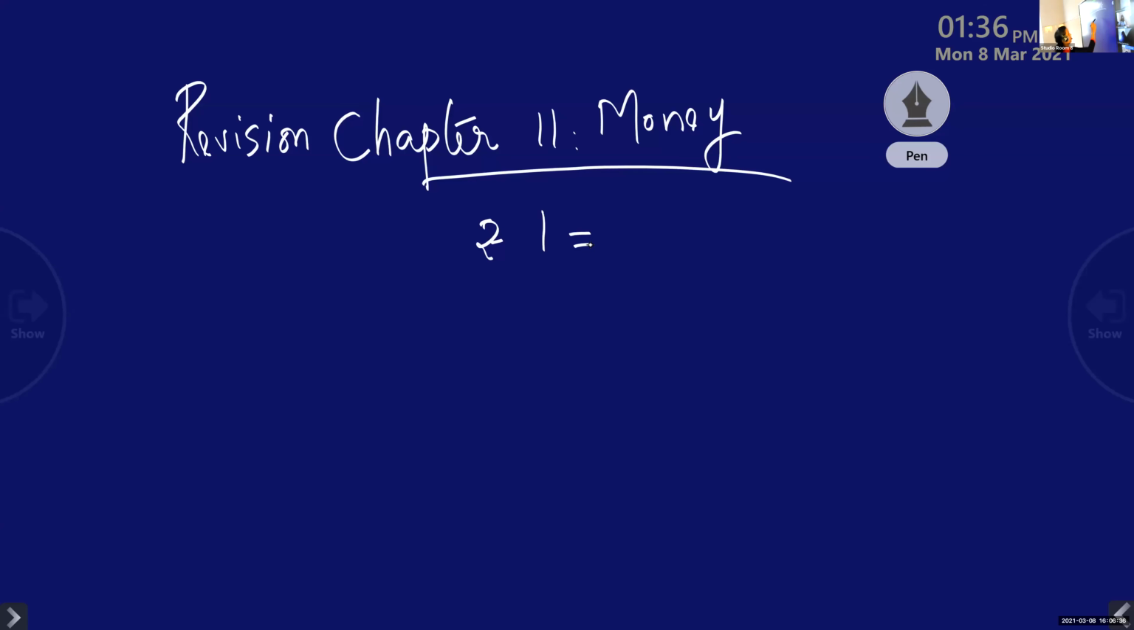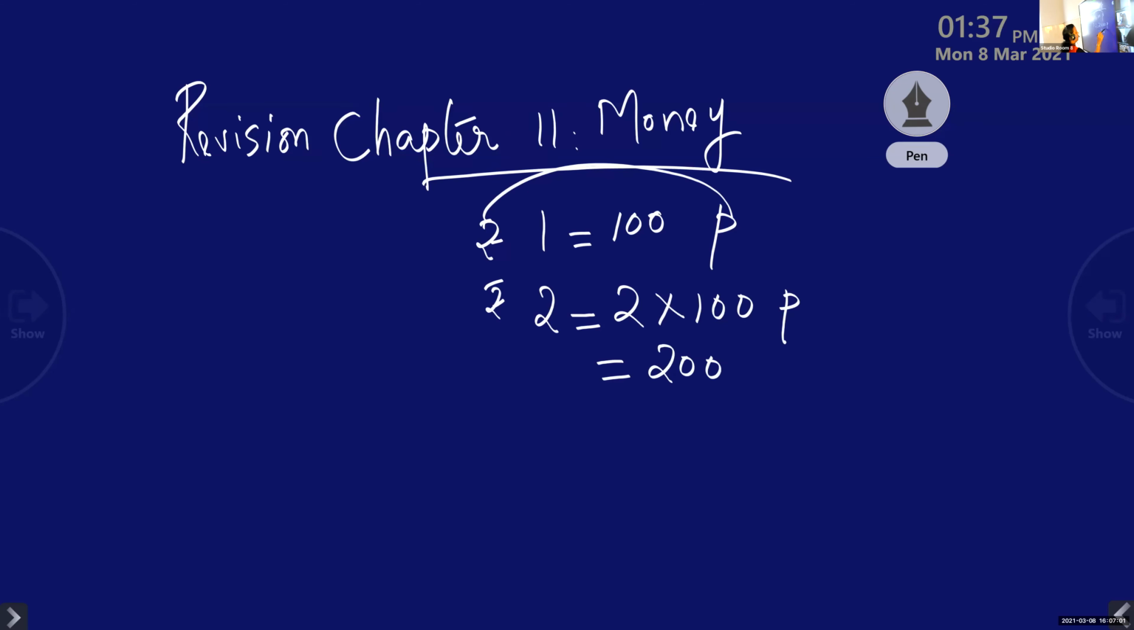1 rupee is equal to, tell me, 100 paise. Rupees 2, 200 paise. So children, actually to convert rupees to paise, we are multiplying by 100. 2 into 100 paise, so it will be 2 into 100 is equal to 200 paise. So to convert rupees to paise, children, we multiply by 100, because 1 rupee is equal to 100 paise.